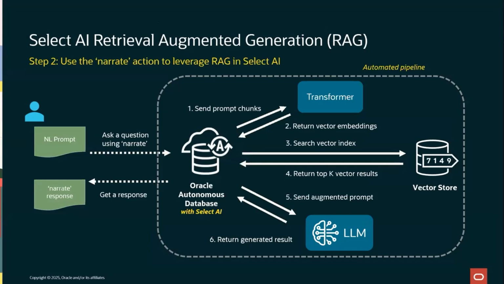With our vector index available, the user asks their question using the narrate action. Select AI then sends prompt chunks to the transformer to generate vectors used to search the vector index and retrieves the top results. It then sends the augmented prompt to the LLM, which returns the generated result. And as before, you can use your own AI provider or leverage in-database ONNX runtime for your transformer.